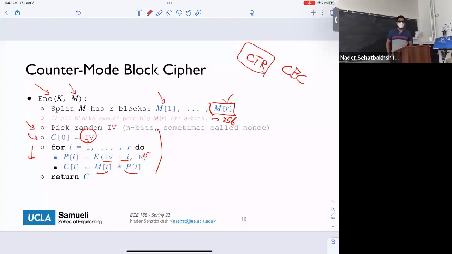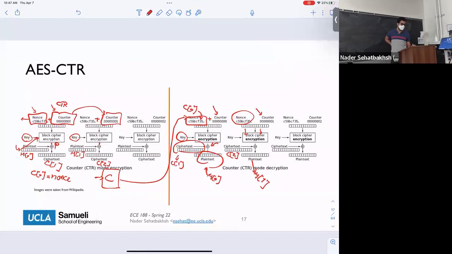Since all these operations are individual, in practice, is CTR mode ever parallelized to make it faster? You can make it parallelized, right? As soon as you get the nonce, you can create all the counters at once, and then parallelize them.